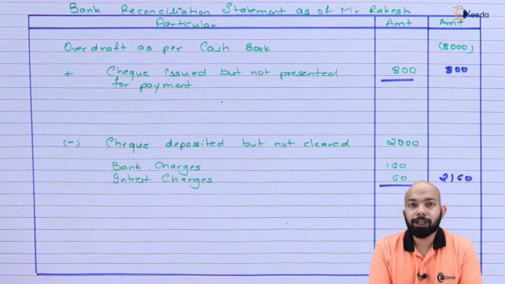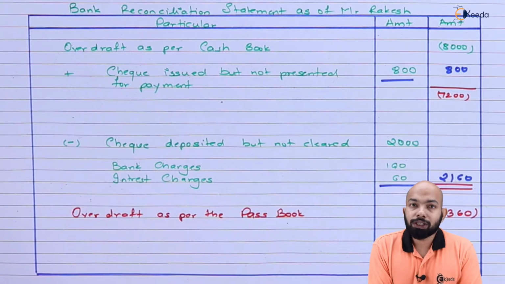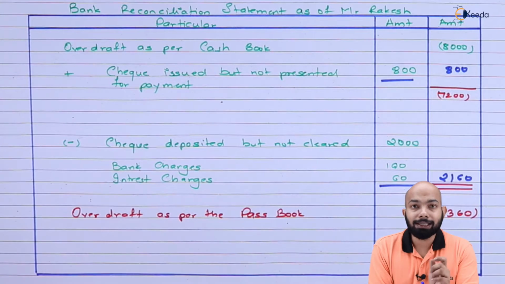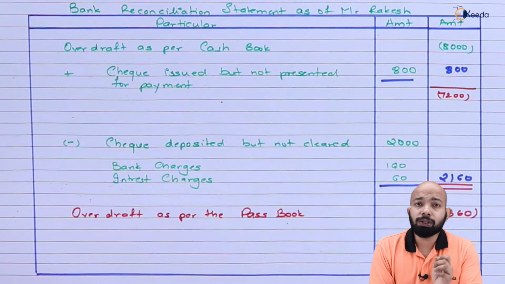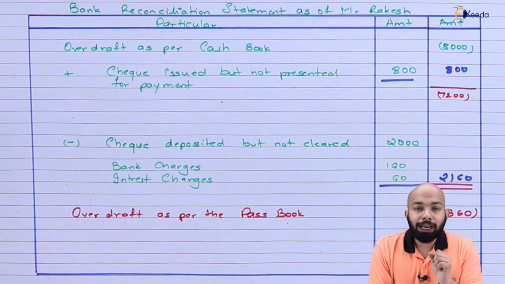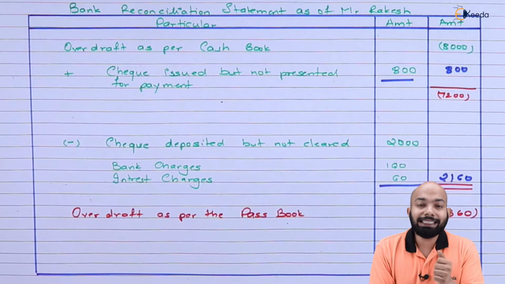Now, as you can see, we have mentioned all the items into the outer column. We'll further go ahead and figure out how much is the overdraft as per the passbook. So now that we have figured out the overdraft as per the passbook, which is supposed to be mentioned in the brackets, make sure any item which is a part of overdraft will always be recorded in brackets, which denotes that it is a negative balance. That means the overdraft as per passbook that we have figured out is 9360 rupees.